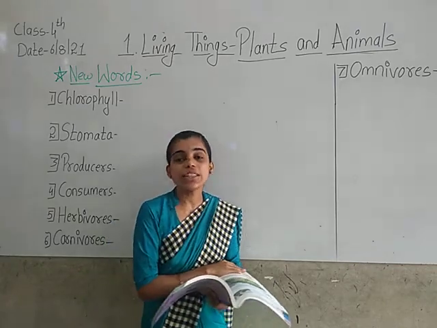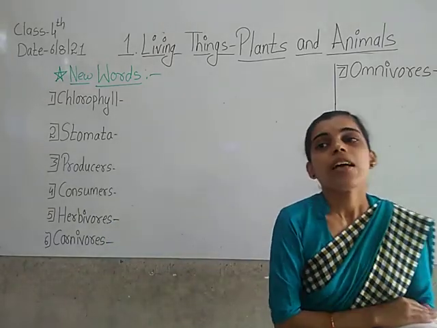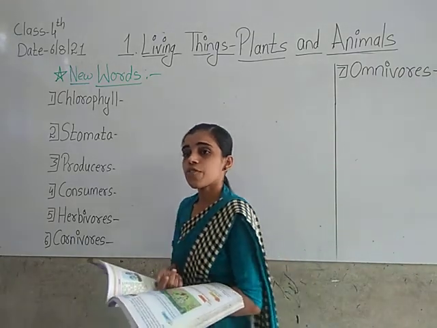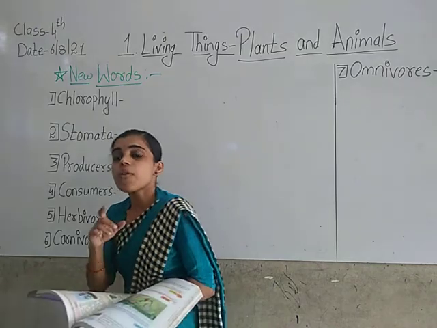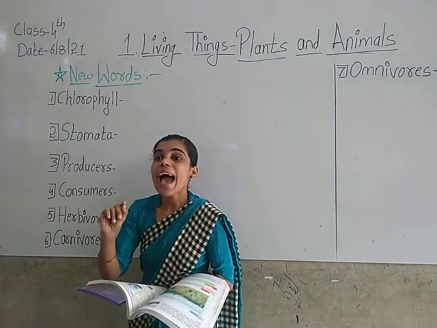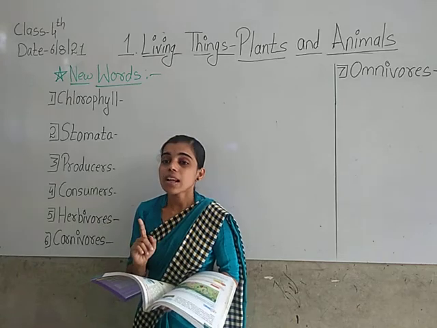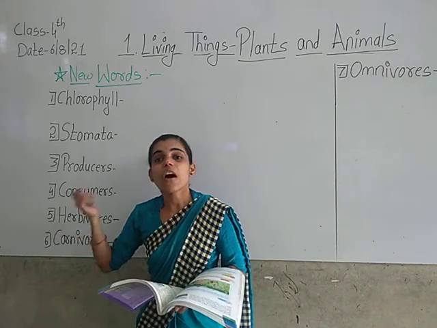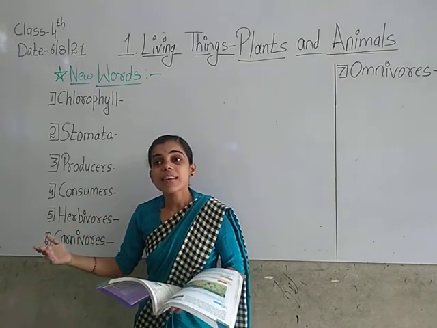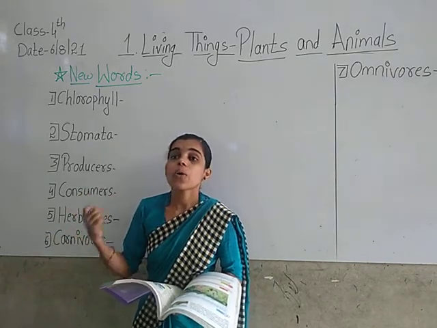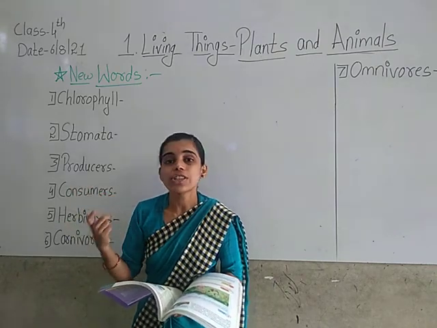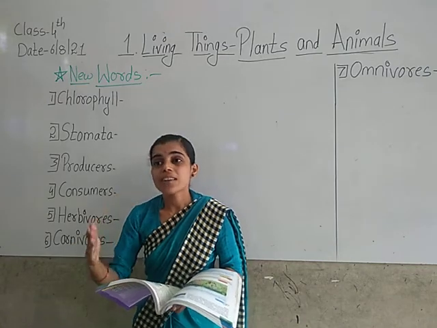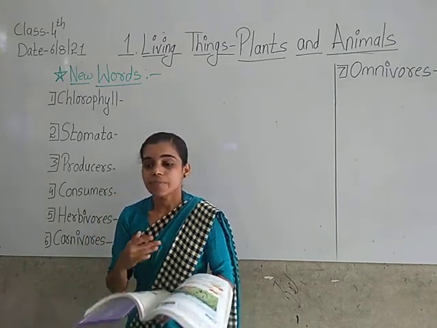Seeds means beechagalu, which we call in Kannada. When I take a fruit, a strawberry or a watermelon, in the watermelon there are black seeds. When I put those seeds in the soil, after some days the seeds will grow into a watermelon plant. In the same way, there is reproduction in plants with the help of seeds.